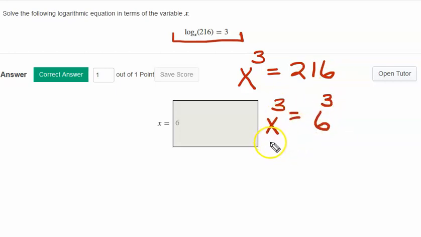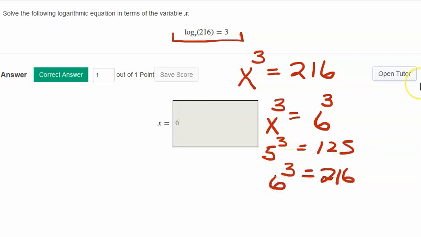Otherwise, you start and say, well, 5 to the third power is 125. So try 6 to the third power, 216, and that's a way of checking it. And again, sometimes a variety of strategies may be helpful.